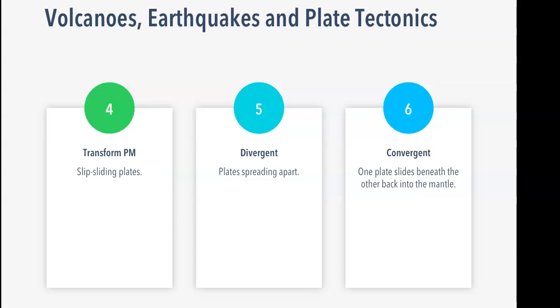And then we also have convergent plate movement. That's when two tectonic plates meet and one slides beneath the other back into the mantle, the layer underneath the crust. Convergent plates can also be referred to as subduction zones.